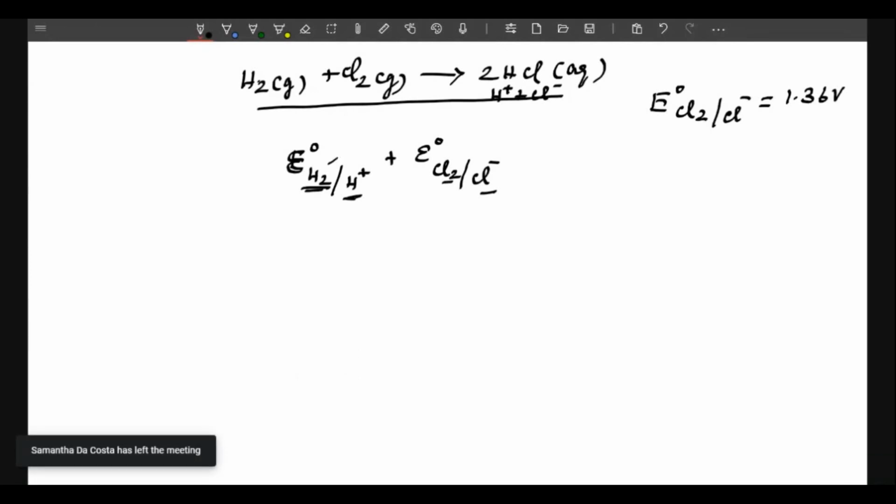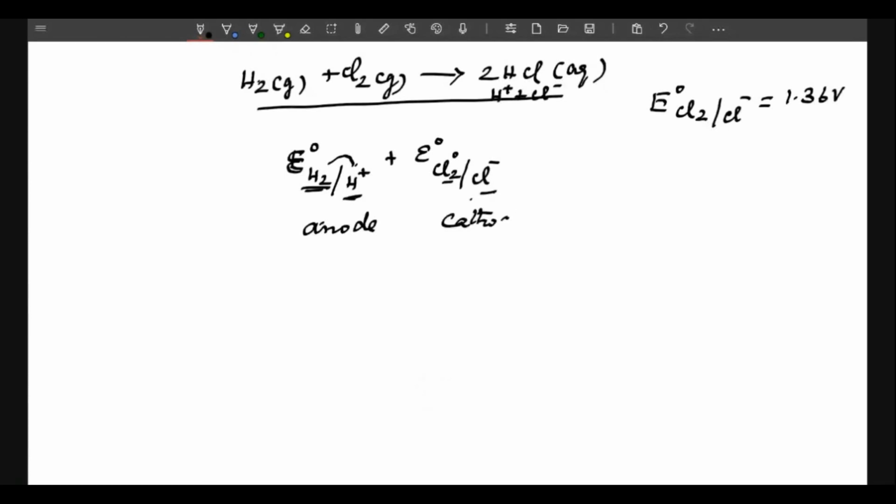Here the reactant is undergoing oxidation, therefore it is oxidation potential and it should be the anode. Last class we have discussed this one. Here chlorine is in zero oxidation state and is undergoing reduction. This is the cathode. And here the E naught of this is not given, but you know the standard electrode potential of hydrogen is zero. Therefore, now you can calculate E naught of the cell.